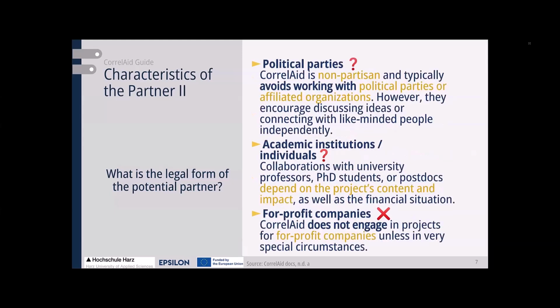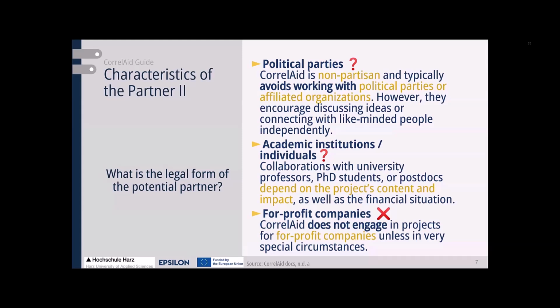The next question is, do you work with political parties? This is a question that each organization that offers voluntary service should ask themselves. For instance, CorrelAid is a non-partisan organization and avoids working for political organizations or parties with political background.